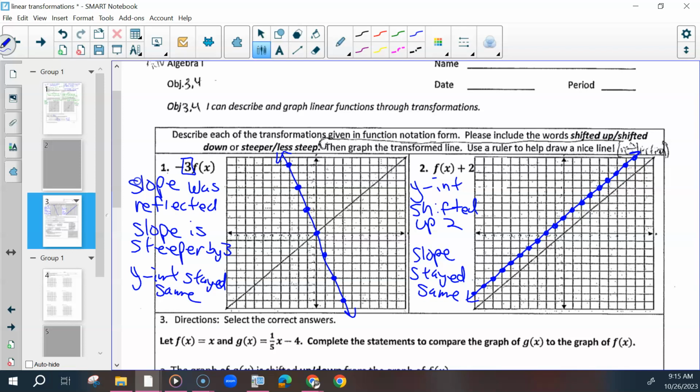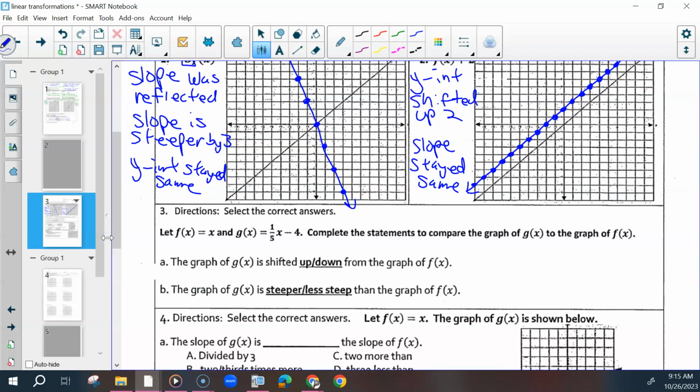When the slope stayed the same, you could also say the steepness didn't change, or the steepness stayed the same, because you would get down these at the same rate. Questions on that one?